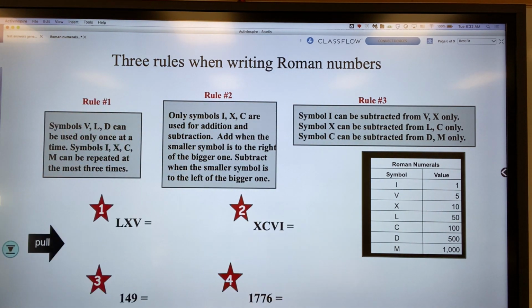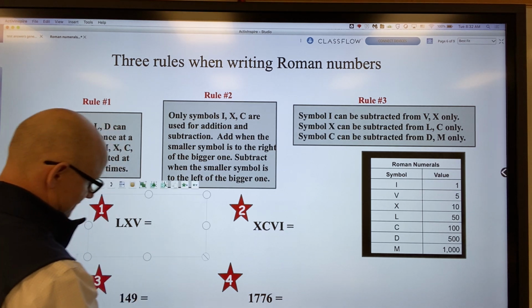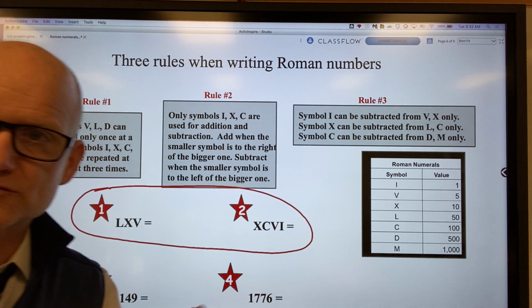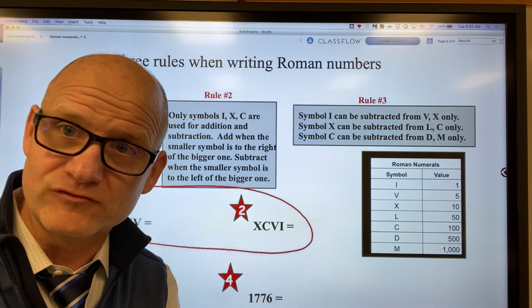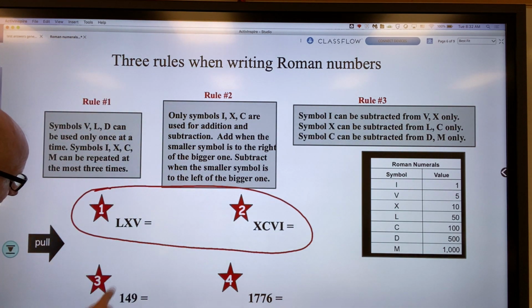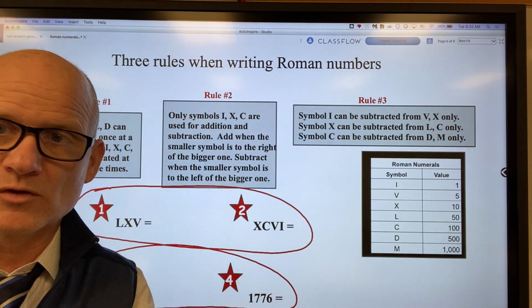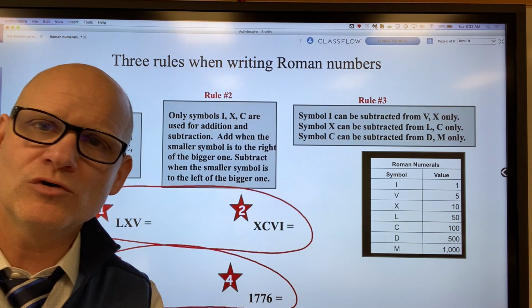So the last thing I want you to do is just press pause and solve these 4 problems. So the first 2, I want you to write in standard form, just write as numbers, right? Change the Roman numerals to standard form, to our numbers. And then the last 2, I want you to write as Roman numerals. So write 149 in Roman numerals and write 1776. And then we'll go over that tomorrow.